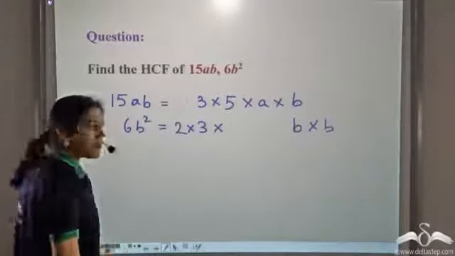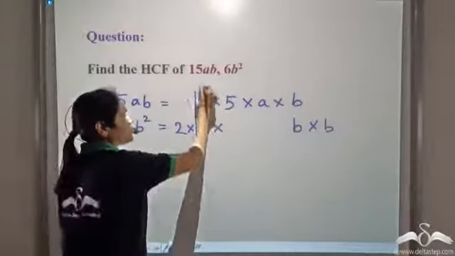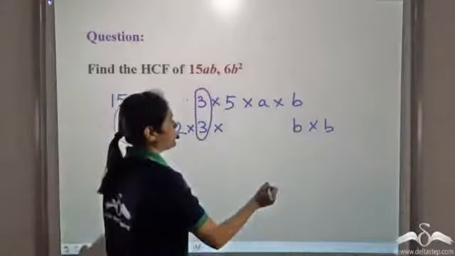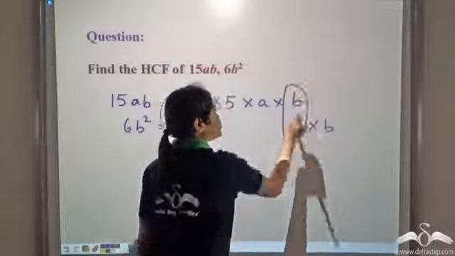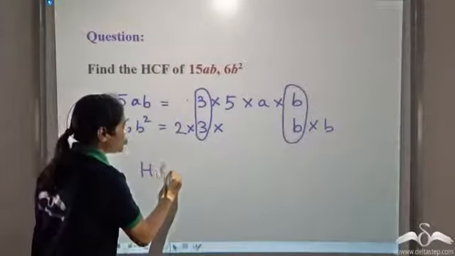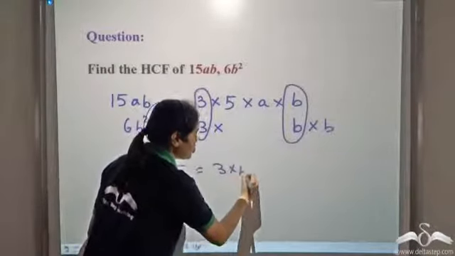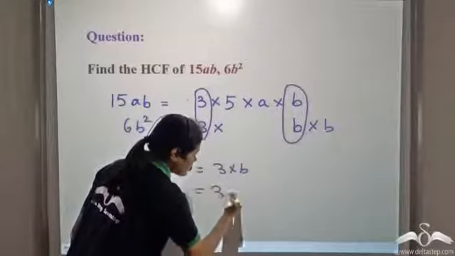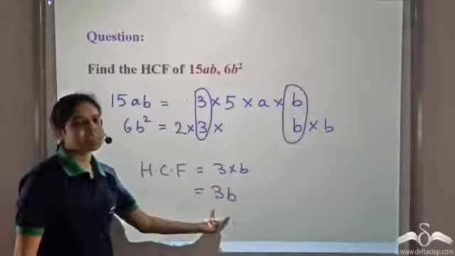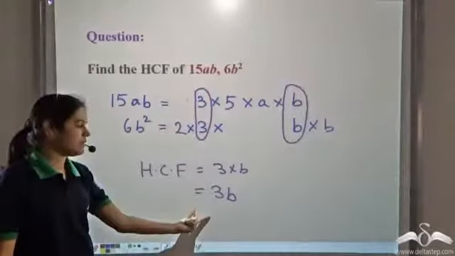And now let us mark out their common factors from these. So 3 is common to both and B is common to both. So the HCF of these two terms is 3 into B, that is 3B. So the HCF of 15AB and 6B square is 3B.